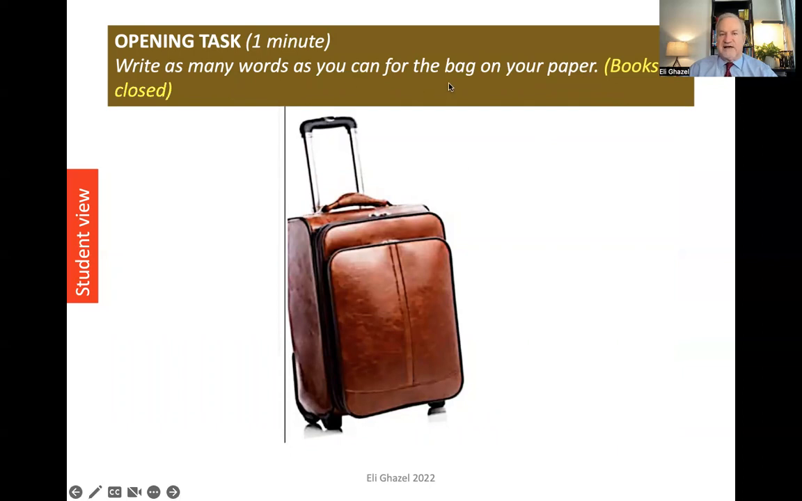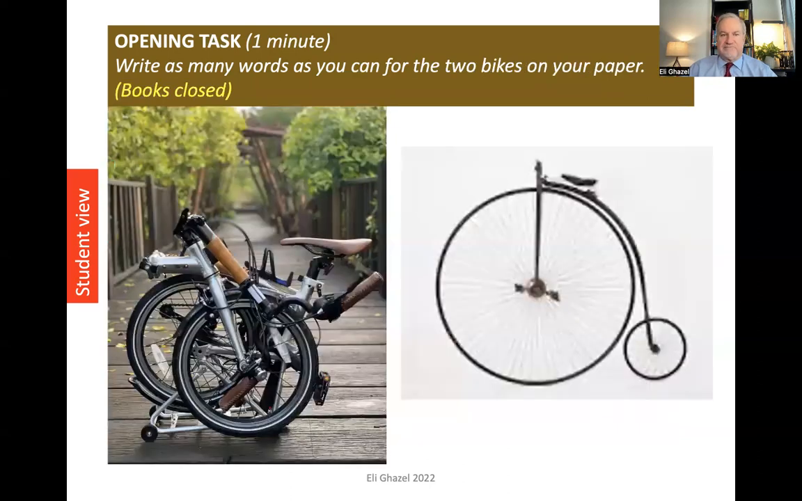Write as many words as you can for the bag on your paper. Remember, we are not looking for right answers. We are activating prior knowledge. And again, the last one, write as many words as you can for the 2 bikes on your paper. So remember, we're not saying for the picture, we're saying for the bike. And that can raise some questions about what do you call this, what do you call this, etc.